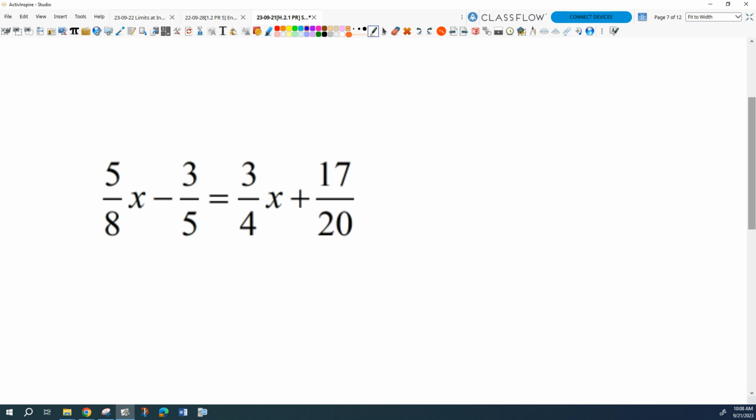What am I going to do here? So maybe you guys haven't done as much with this as I thought you had. What could I do here to clear the fractions? Oh, this is new territory, huh? Okay, so we are going to multiply both sides by the LCD, the least common denominator, right?